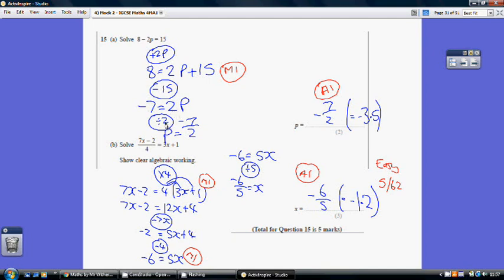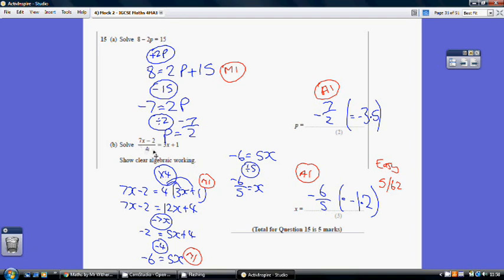Divide both sides by 2, I get p being -7 over 2, which is perfectly alright, it's the final answer. But if you've popped down -3.5, that's fine as well. Now for part B, your first step needs to be to undo this division by 4. So start off by choosing to multiply both sides by 4.